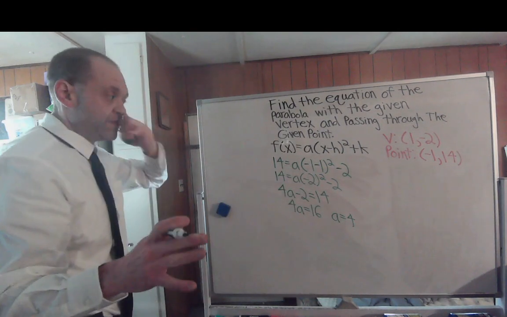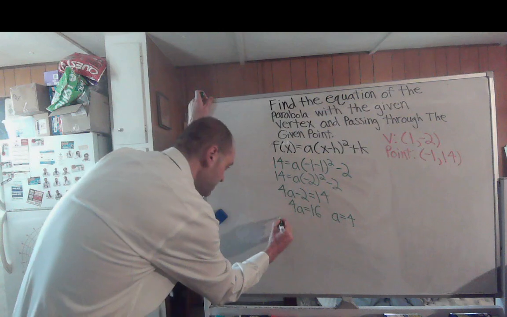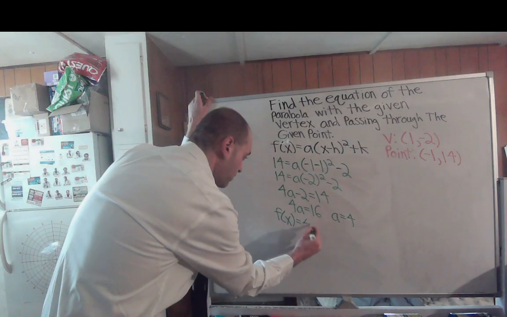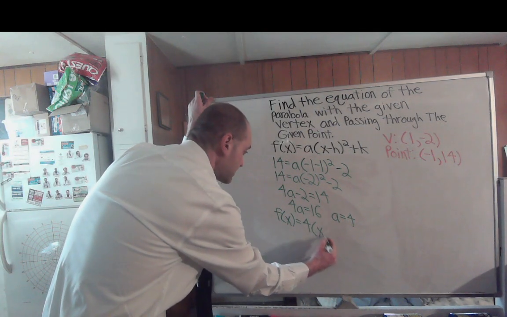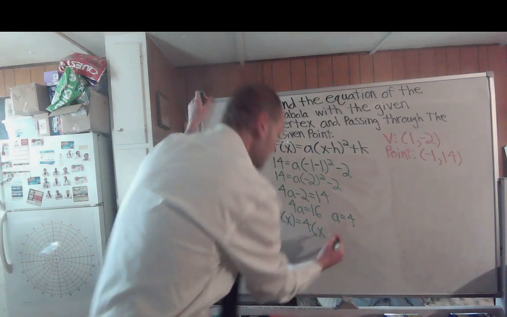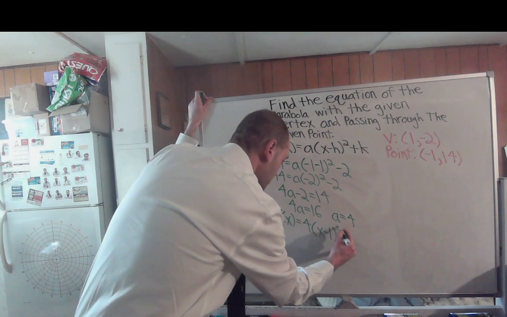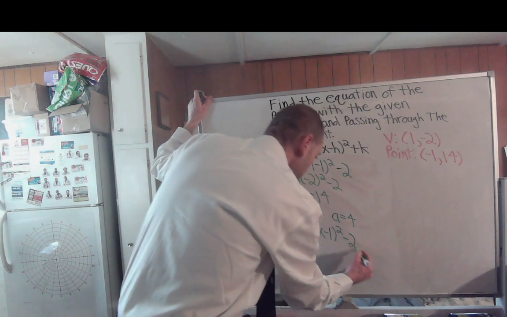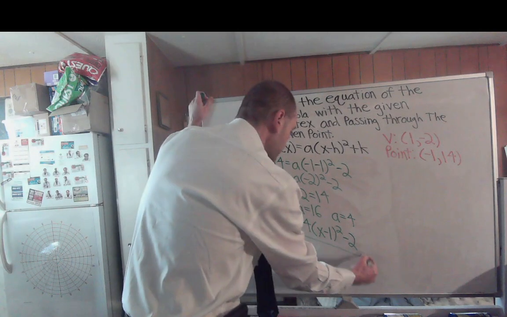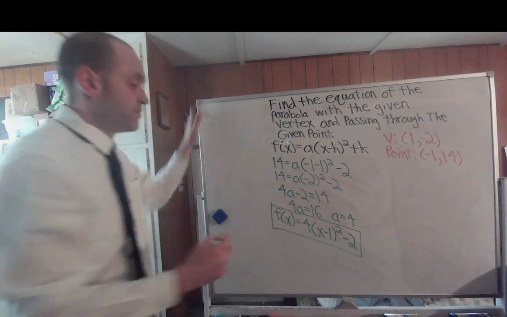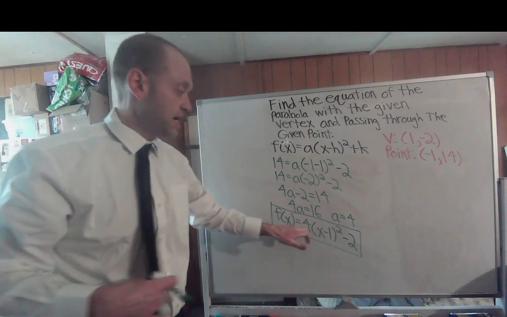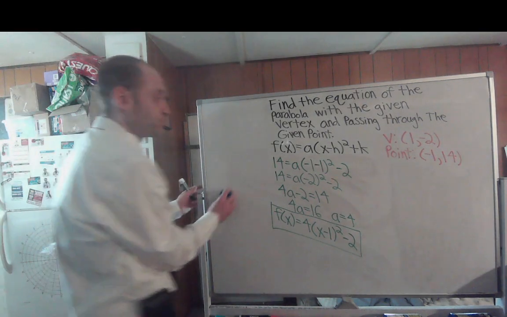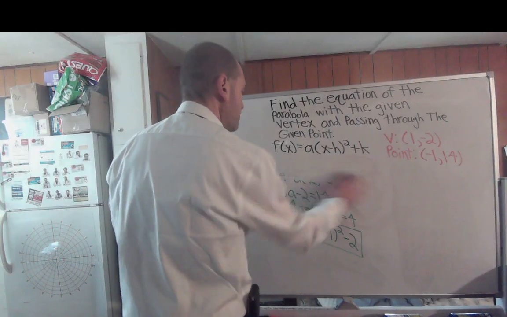Now that we've identified our a, our coefficient, that means that f of x would have to equal the a of 4 times the quantity of x minus the x coordinate of the vertex, which is 1. So 4 times the quantity of x minus 1 squared minus that y coordinate of 2. So this particular parabola is going to be f of x equals 4 times the quantity of x minus 1 squared minus 2. I got 3 more.